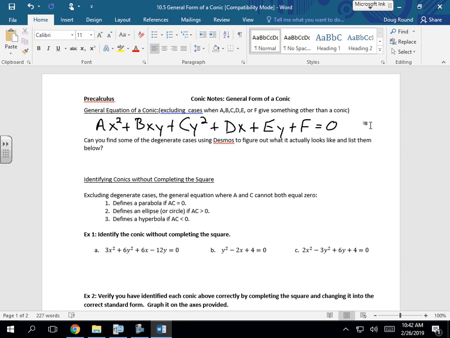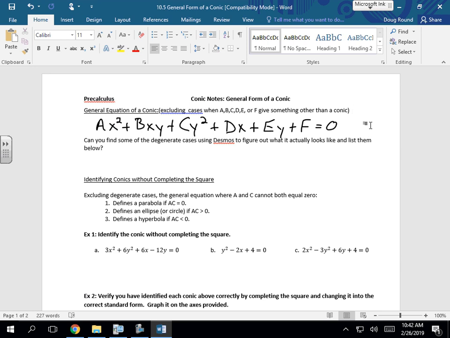That's it. So there are rules that say which shape this will be based on the relationships or values of a, b, c, d, e, and f. And it says excluding degenerate cases. So in the text where they talk about degenerate cases, the degenerate case would just be one in which it doesn't end up being one of those conics.